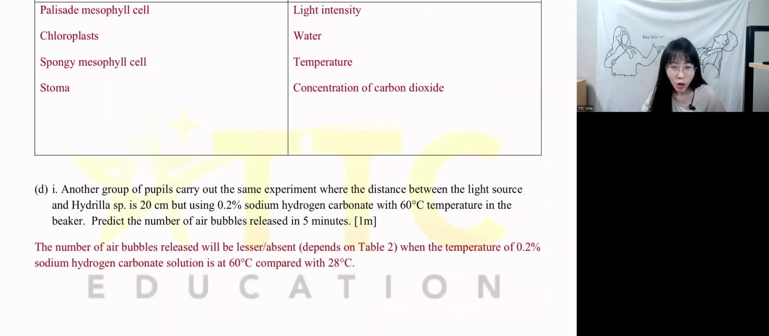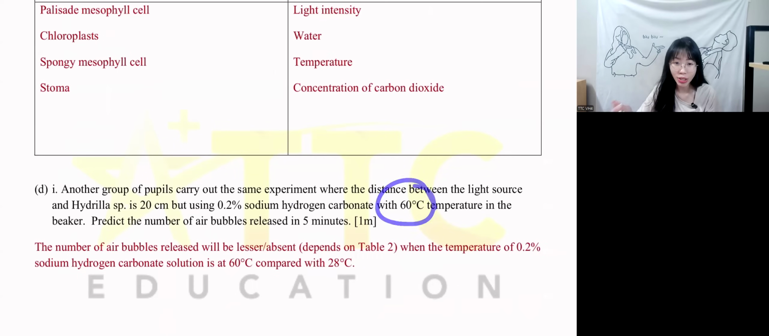Okay, next. Another group of pupils carry out the same experiment where the distance between the light source and the hydrilla species is 20 cm, but using 0.2 sodium hydrogen carbonate with a 60-degree temperature in the beaker. Predict the number of air bubbles released in 5 minutes. Okay, only this is a prediction question. So for a prediction question, you can write more than or less than your result.